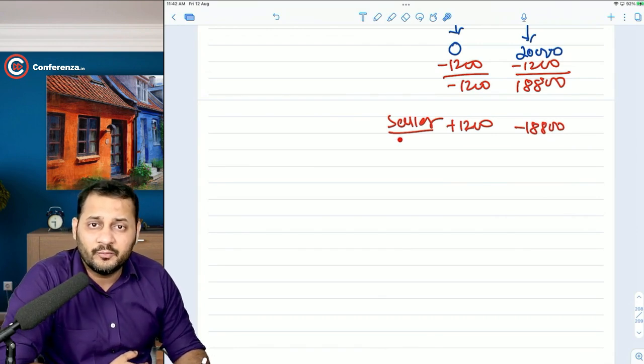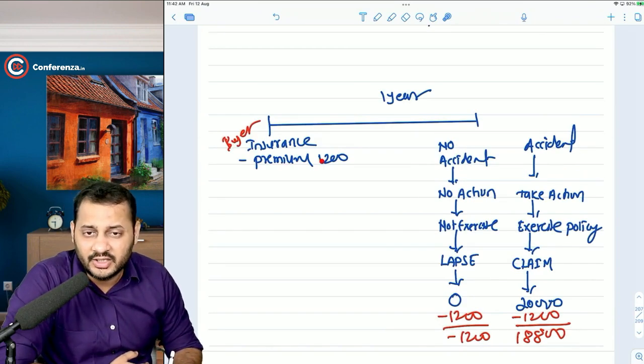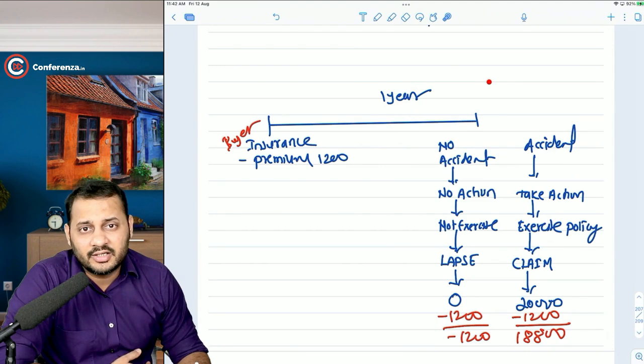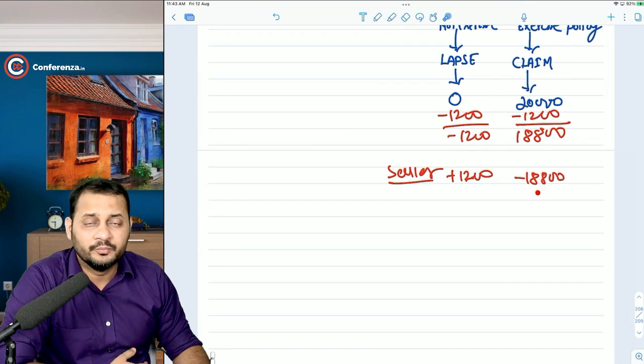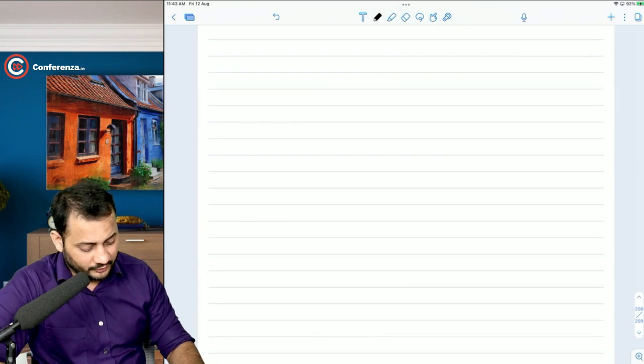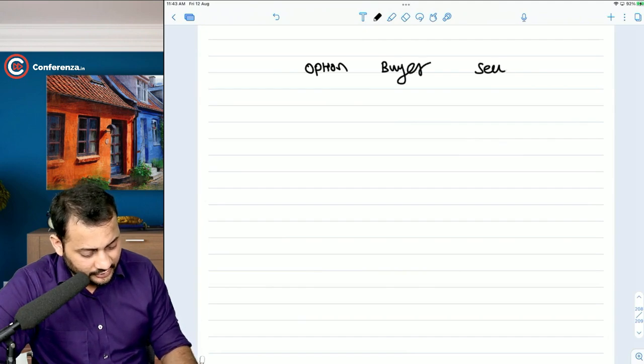So the profit of the seller is limited to 1200, because if the buyer's loss is limited to 1200, the seller's profit will be limited to 1200, because the buyer is paying a maximum of 1200 rupees to the seller. The seller's profit cannot go beyond 1200 rupees, but the seller's loss can go to unlimited. So there is one thing that you will understand from the options contract. In the options contract, this happens whether you are a buyer or a seller.